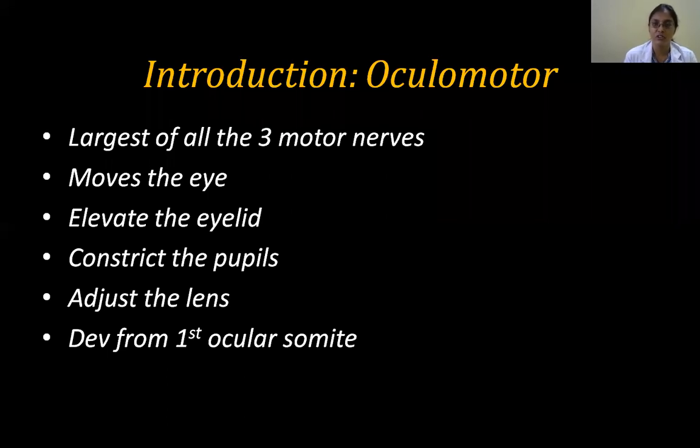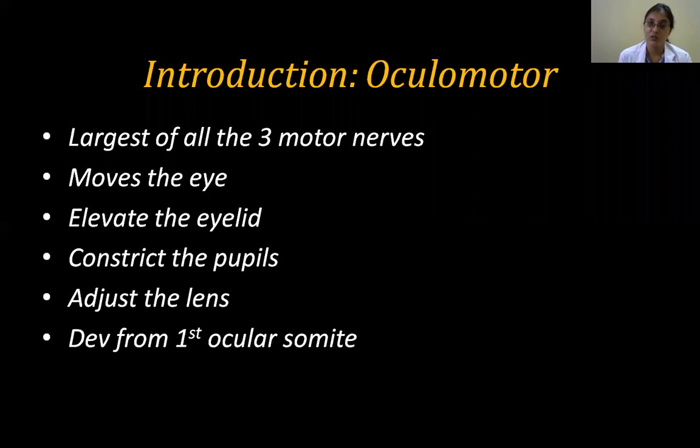So let's talk about the oculomotor. There are three nerves which are motor to the extraocular muscles, which will be moving the eyeball. The largest of these three motor nerves, that is the third, fourth, and the sixth, is the oculomotor. As the name suggests, because it is the maximum, it is supplying most of the extraocular muscles, the muscles which move the eyeball.